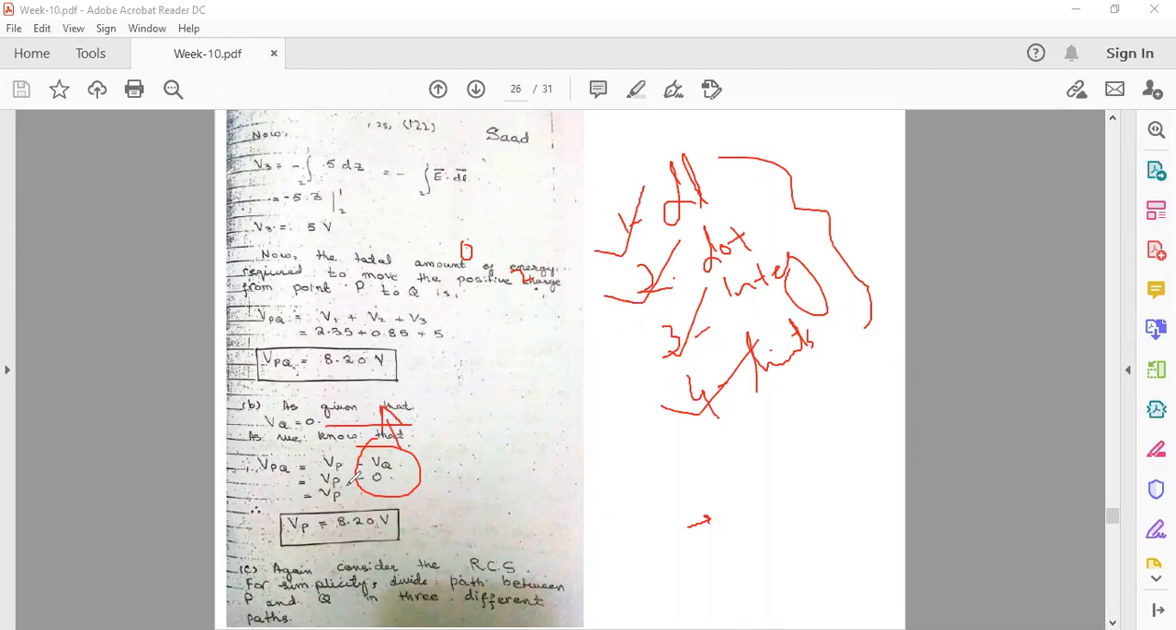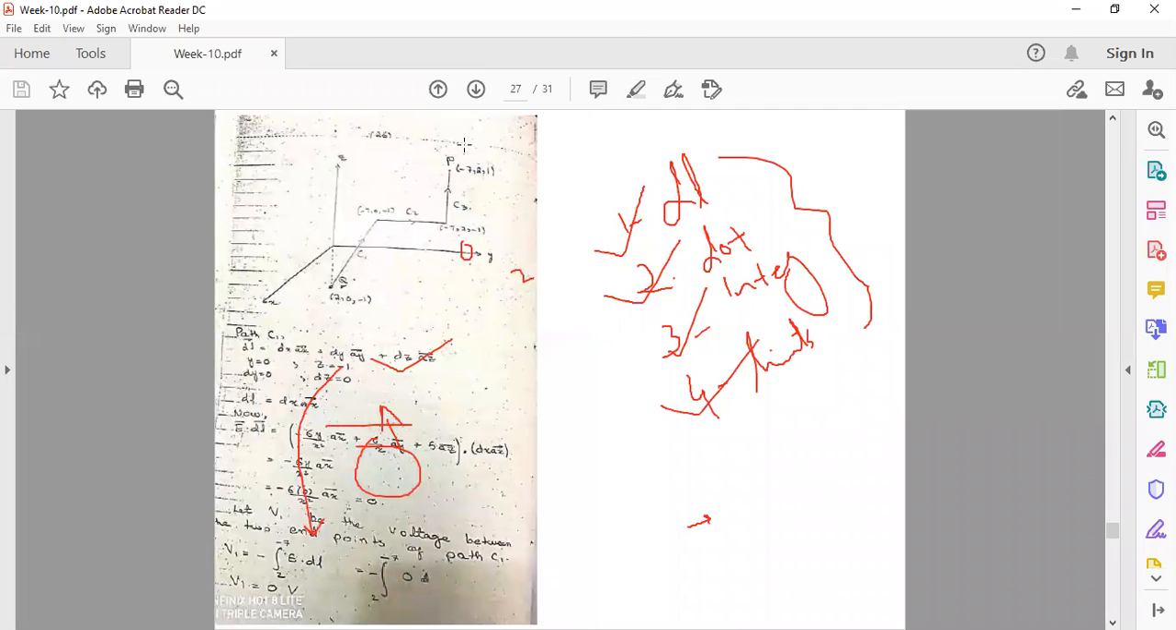So now Vp is equal to Vpq, and we have already found Vpq, which is 8.20. So this is also equal to Vp because Vq is equal to 0. Now for the third part, we are given three paths again. These are the three paths, the same as we have done in part A.